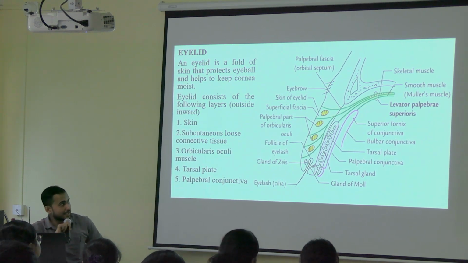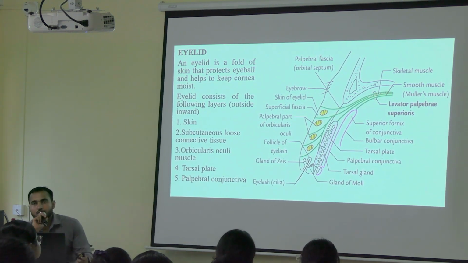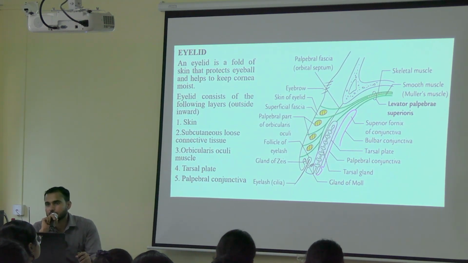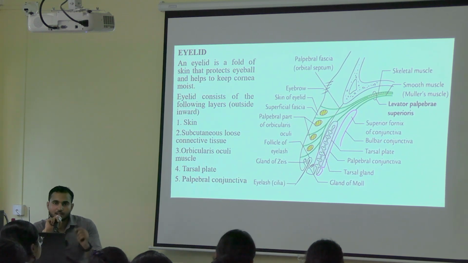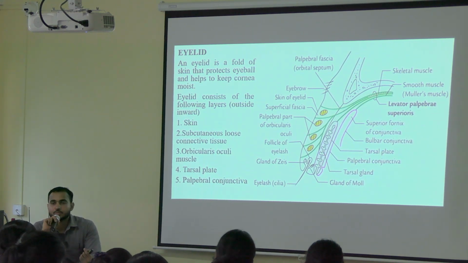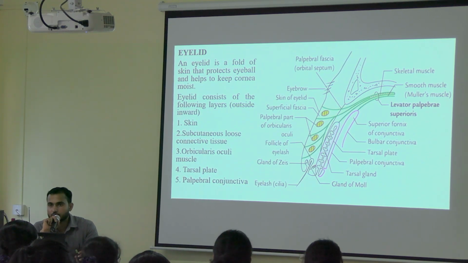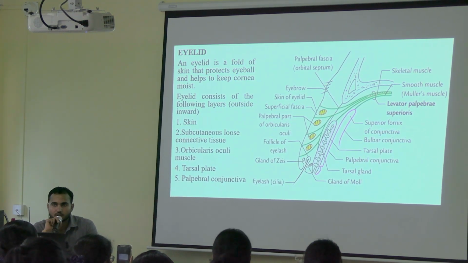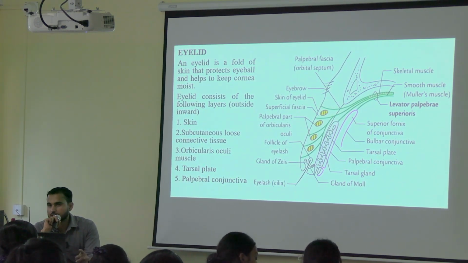Next is the eyelid. These are the folds of skin which protect the eyeball and help in closing the eye. Another important function is that it keeps the cornea moist. This is also a very important function, because we know that the cornea is an avascular structure. It doesn't have any blood supply.